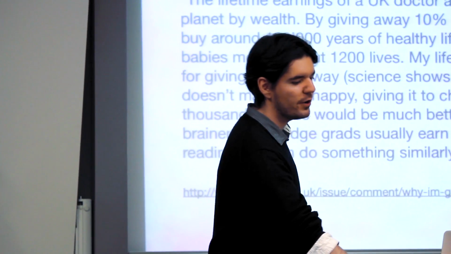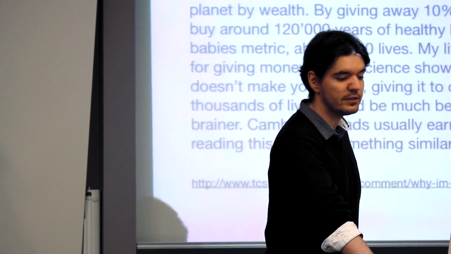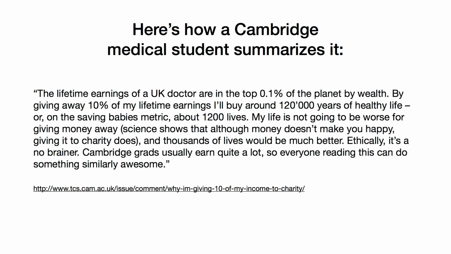And in conclusion, this is how a medical student from Cambridge summarizes it. He says, the lifetime earnings of a UK doctor are in the top 0.1% of the planet by wealth. By giving away 10% of my lifetime earnings, I'll buy around 120,000 years of healthy life, or, on the saving babies metric, about 1,200 lives. My life is not going to be worse for giving money away. Science shows that although money doesn't make you happy, giving it to charity does. And thousands of lives would be much better. Ethically, it's a no-brainer. Cambridge grads usually earn quite a lot, so everyone reading this can do something similarly awesome.